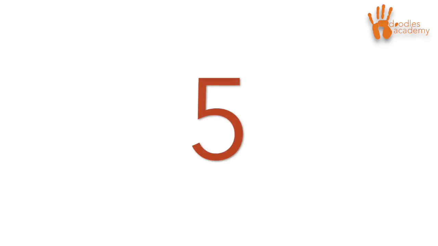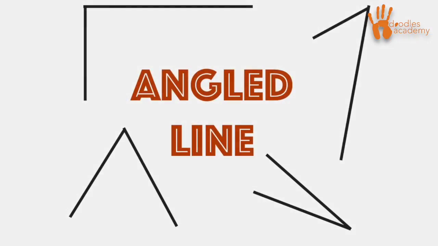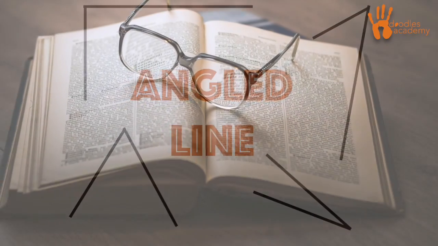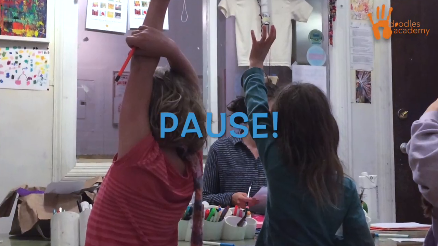The fifth and final drawing element is an angled line. Angled lines are anything that you would draw that has a point on it. For example, the edge of a book. Go ahead and pause the video and find something you would draw with an angled line.